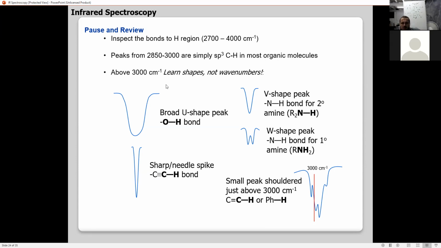So if we see this broad U-shaped peak, we have an oxygen to hydrogen bond. If it's a needle shape above 3000, we've got a triple bond carbon to carbon. So we've got either the single fangs or the double fangs for amines and amides. And if we look just above 3000, and there's a peak there, we'll see a carbon to carbon double.